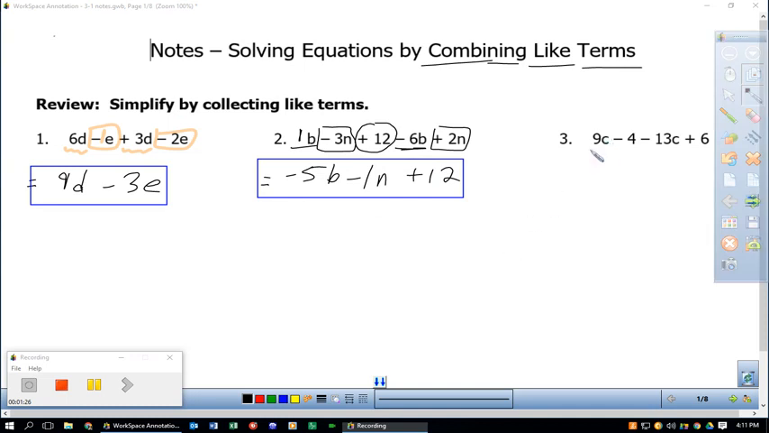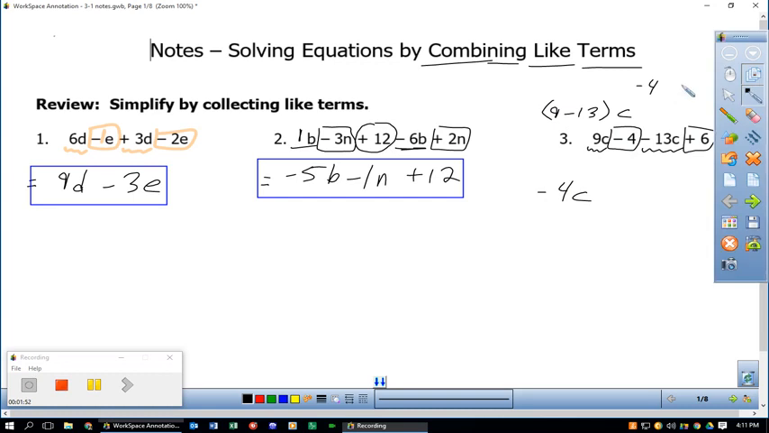All right, number 3, we have 9c. We have minus 13c. Now, as a reminder, that is 9 minus 13. That's how many c's we have. So that is negative 4c. Now we've got negative 4. So we got negative 4 plus 6. And that's what's going to go here. That's a positive 2, so we get plus because it's positive. So our solution there is negative 4c plus 2.